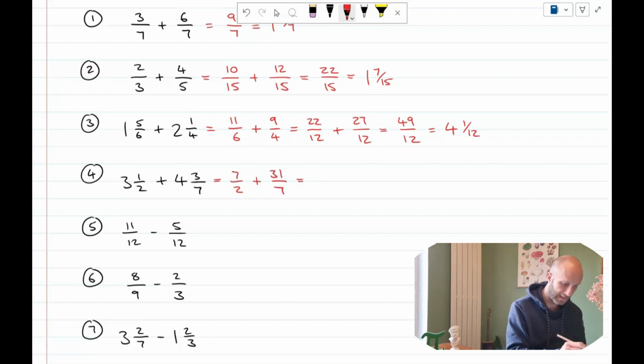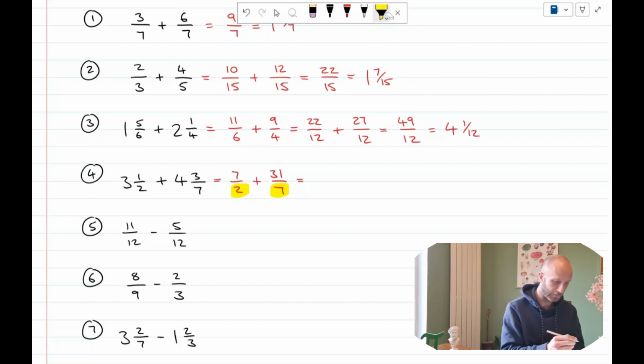Get the denominators the same, so the lowest common multiple of 2 and 7. Forget the numerators, it's all about the denominators at this stage. Numerators get their moment, just not yet. So denominators 2 and 7, lowest common multiple: 2 doesn't go into 7, so take the next multiple, 14. 2 does go into 14.